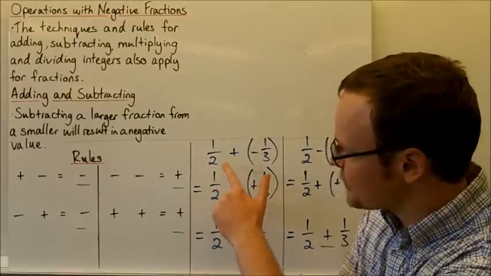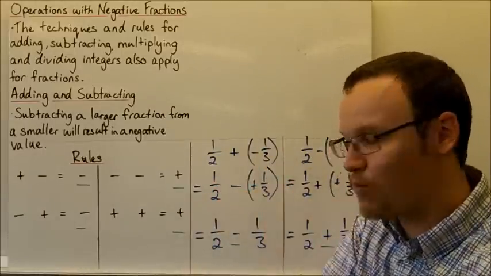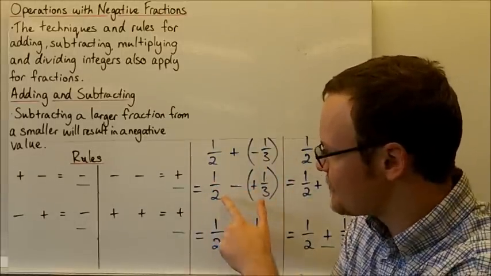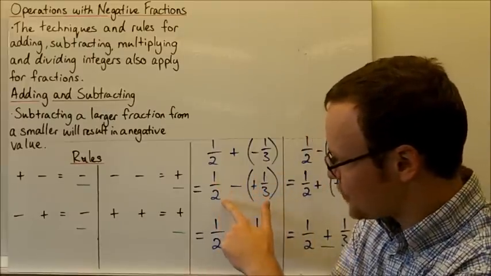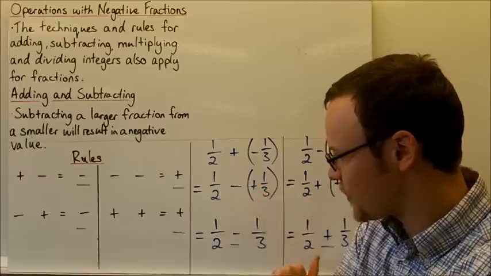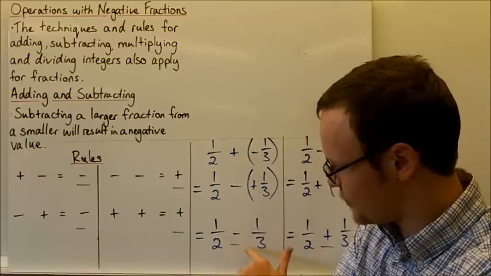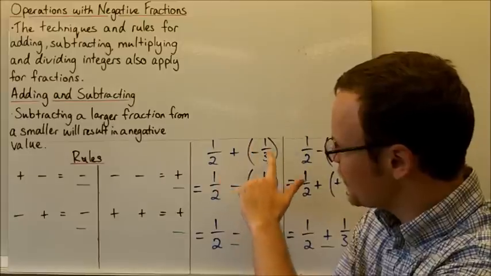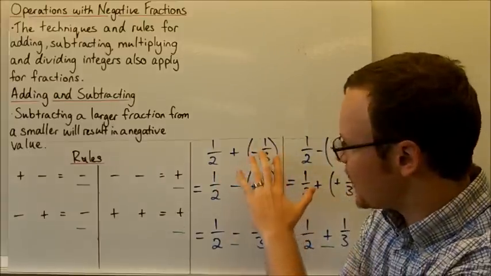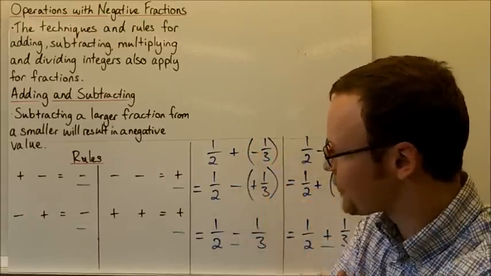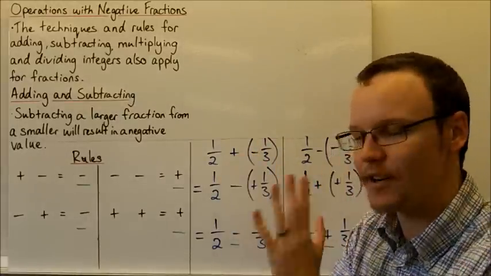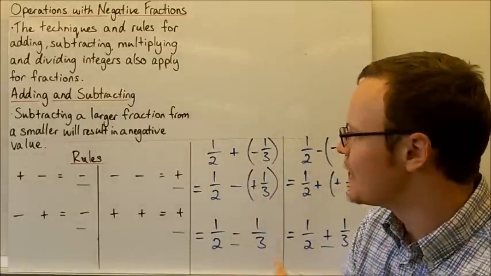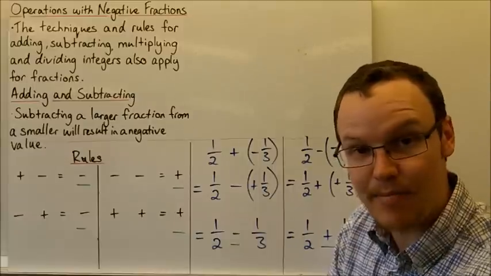So here we've got some examples. If I've got a half plus negative 1/3, that's the same as a half minus a third. And if we've got a half minus positive 1/3, that's exactly the same as a half minus 1/3. You notice I've got brackets around the negative or positive fraction. That's just to separate it out. If the brackets weren't there, it could get potentially confusing. You may or may not see brackets there.